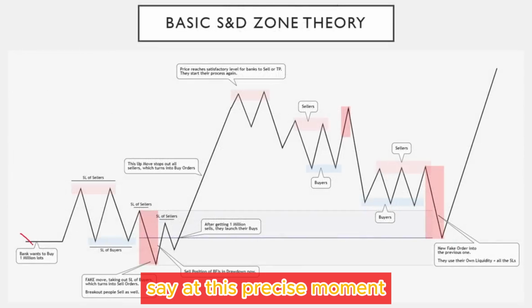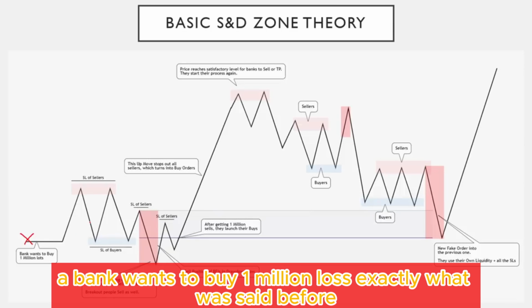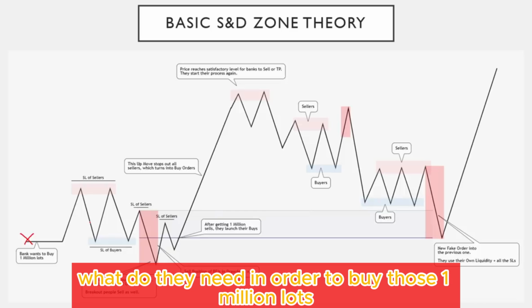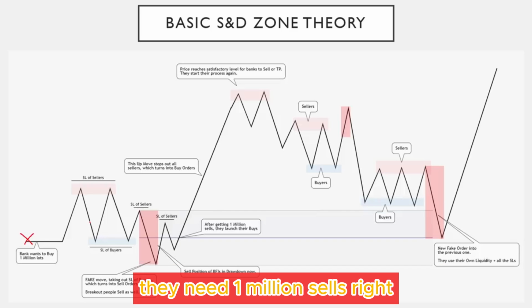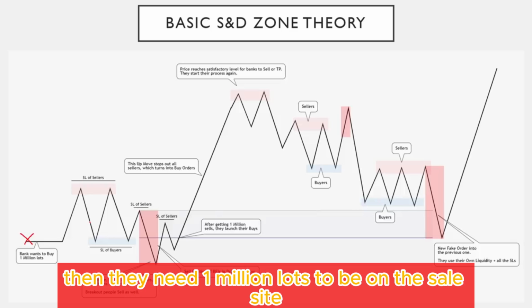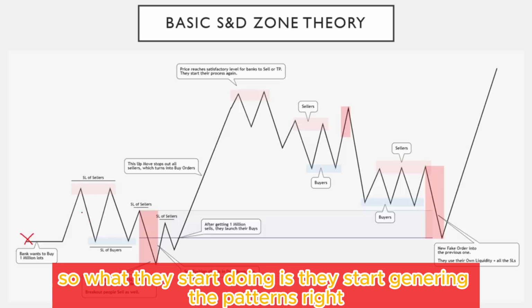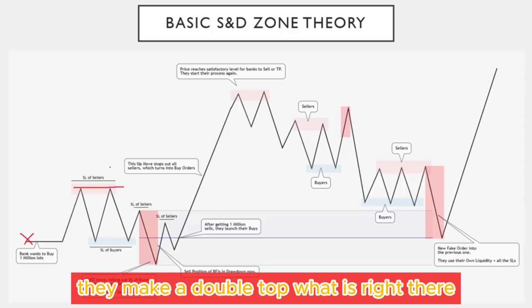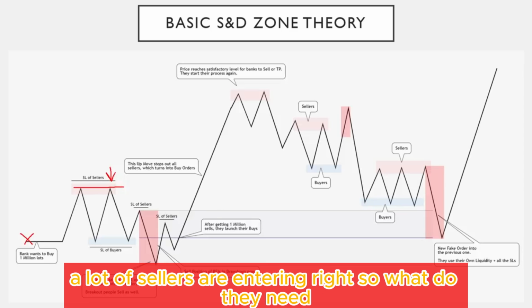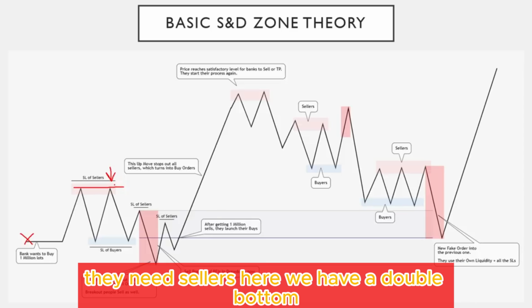Say at this precise moment, a bank wants to buy 1 million lots, exactly what we said before. What do they need in order to buy those 1 million lots? They need 1 million sells, right? They need 1 million lots to be on the sell side in order for them to put their 1 million lots on the buy side. So what they start doing is they start generating the patterns, right? They make a double top. What is right there? A lot of sellers are entering, right? So what do they need? They need sellers.